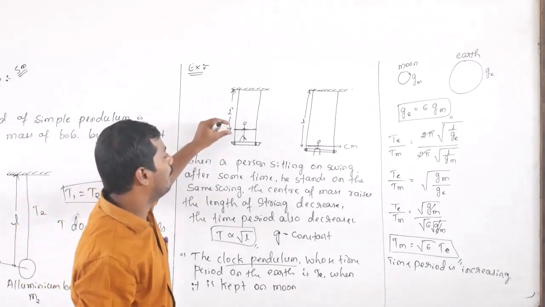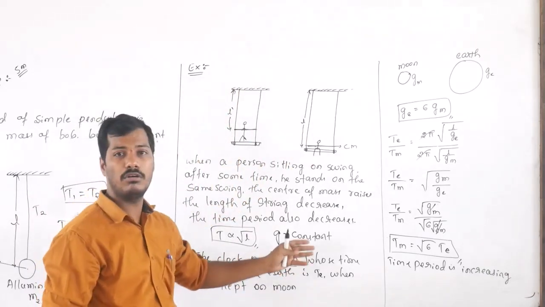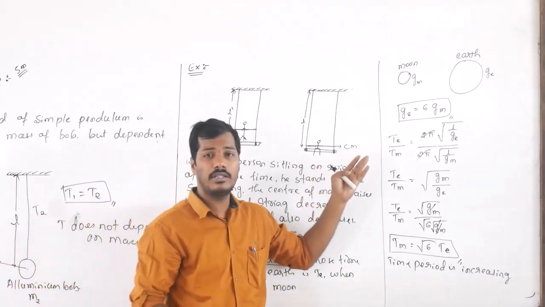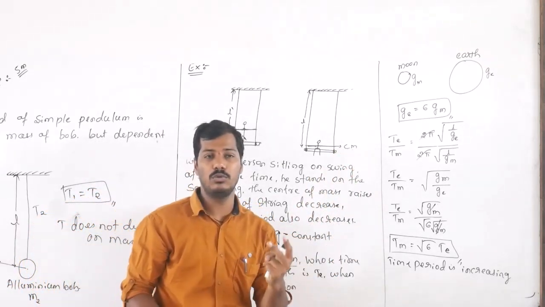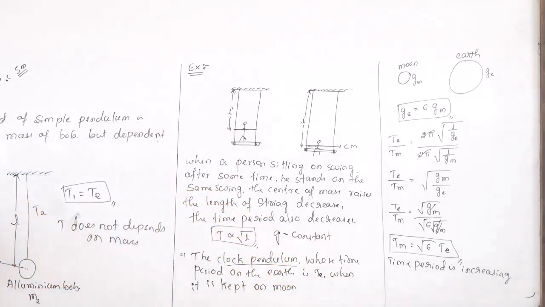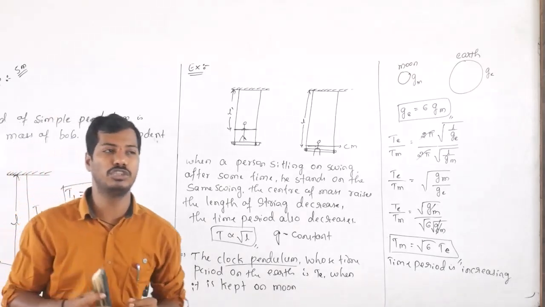One is the person seated on a swing, and another one is the clock pendulum on the surface of earth and on the surface of moon. These are two examples of that. The last one is the lift. What about the lift? We already studied it in the laws of motion.